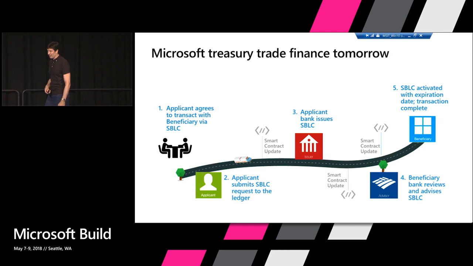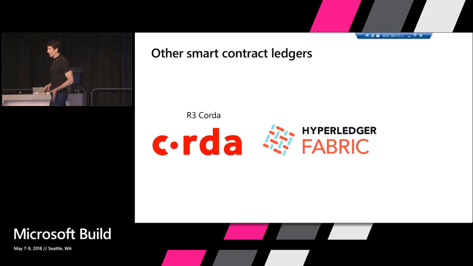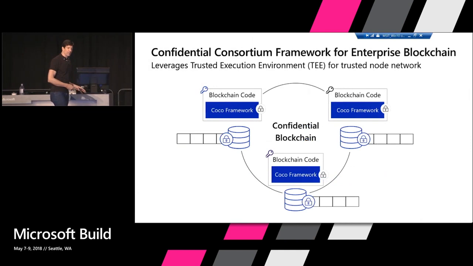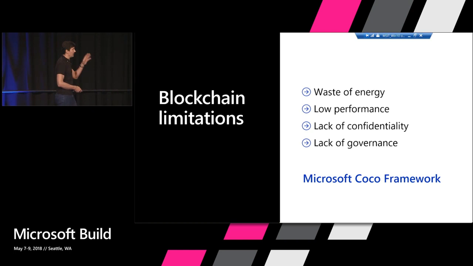So we're seeing lots of interest, and Ethereum is just one of the potential networks to run these kinds of smart contracts. You can see some other ones: Corda, Hyperledger Fabric, and Quorum are other examples. But one of the challenges with many of these is that they work on proof of work or other consensus algorithms that waste energy or have low performance in transaction clearing or throughput, and they lack governance.